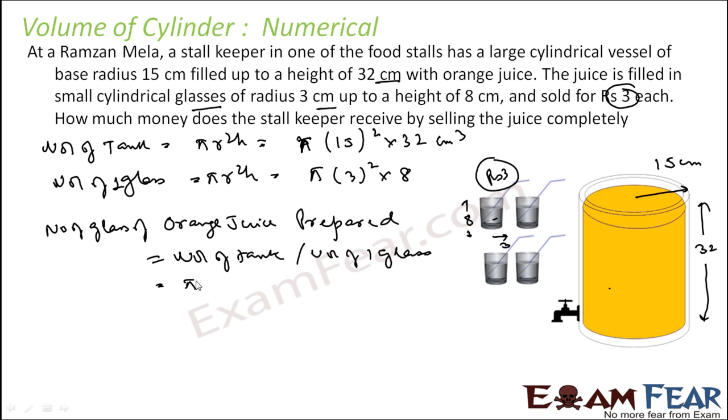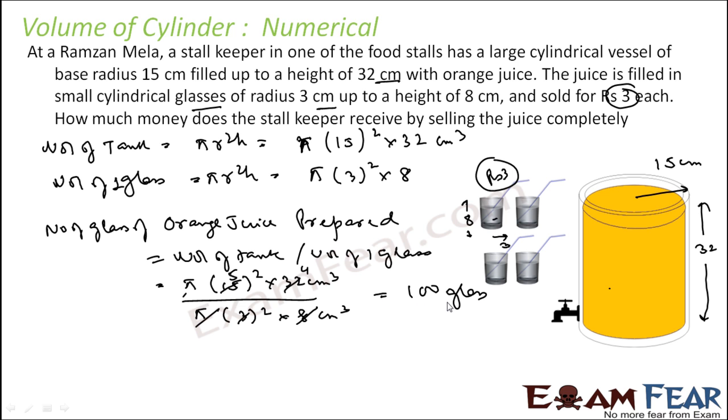and that is nothing but pi into 15 square into 32 centimeter cube by pi into 3 square into 8 centimeter cube. This gets cancelled. This is 4. This is 5. So 5 square into 4, 25 into 4 is 100. So 100 glasses he can make.